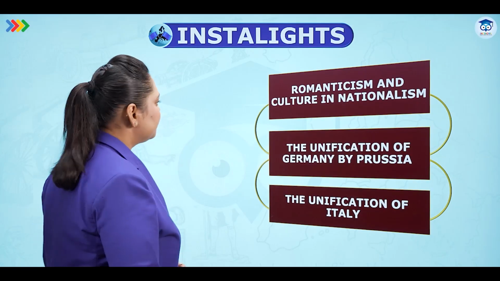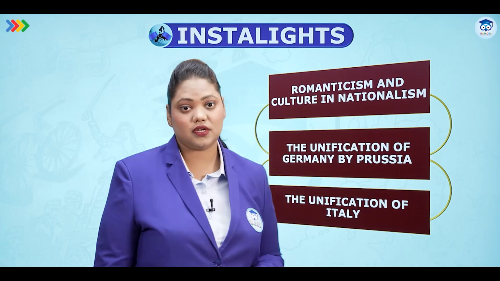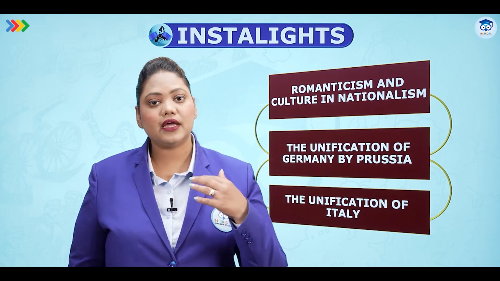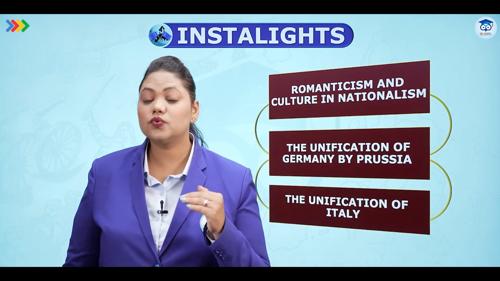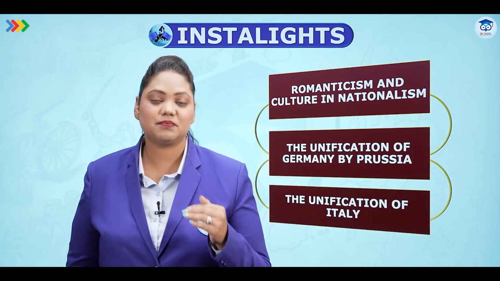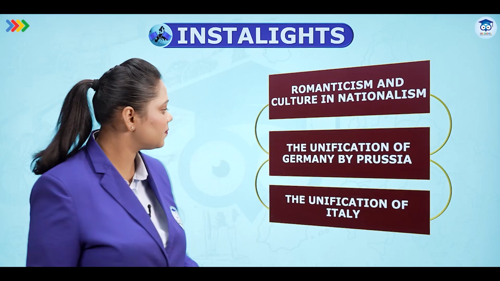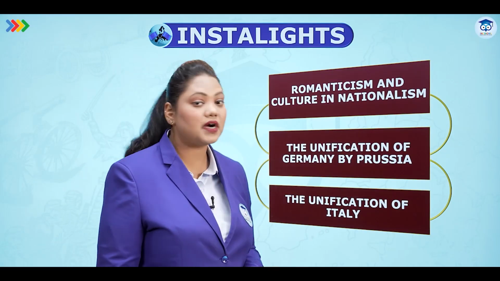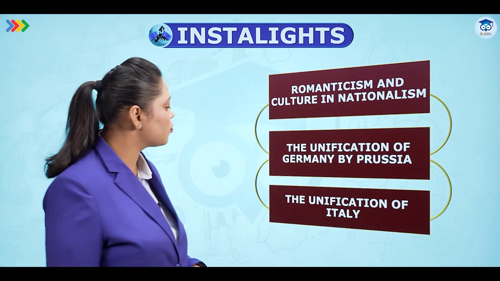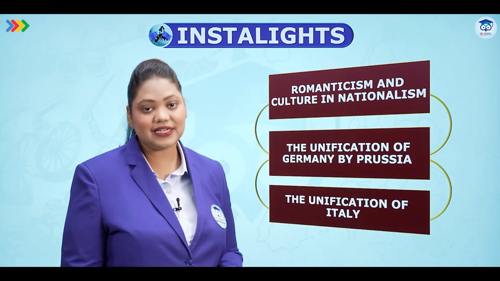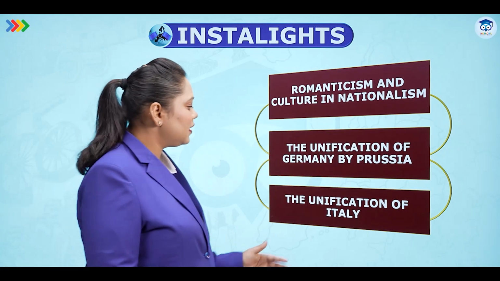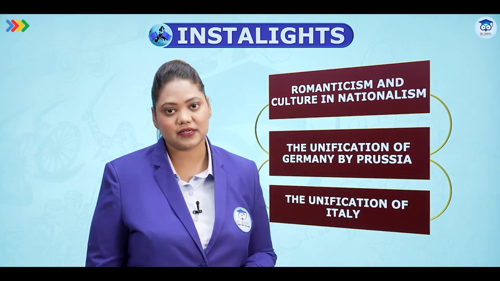Let's revise what we've studied. Romanticism and culture in nationalism. Please understand, Romanticism in history means to advocate the feelings or the unity between people, not just by geography, but also by culture, that is by art, by poetry, by stories, by folk dances. We have seen the unification of Germany by Prussia. You can see how Germany was unified under the king of Prussia. We have also seen the unification of Italy. Italy has been unified from the south to the north by the people and under the leadership of Garibaldi.